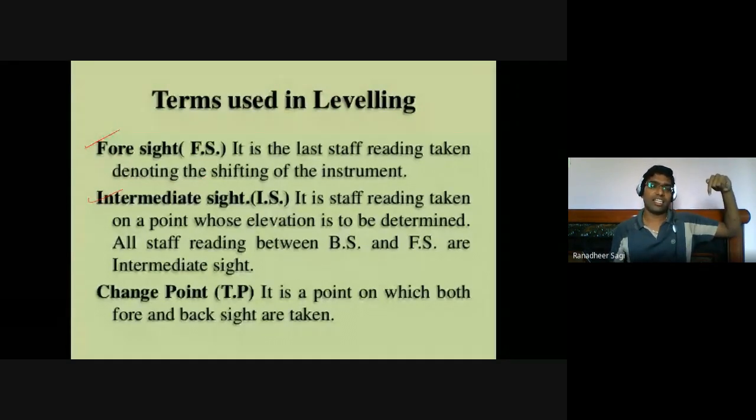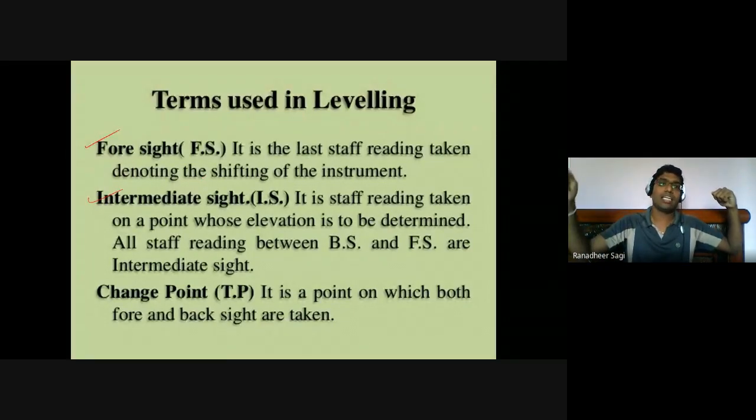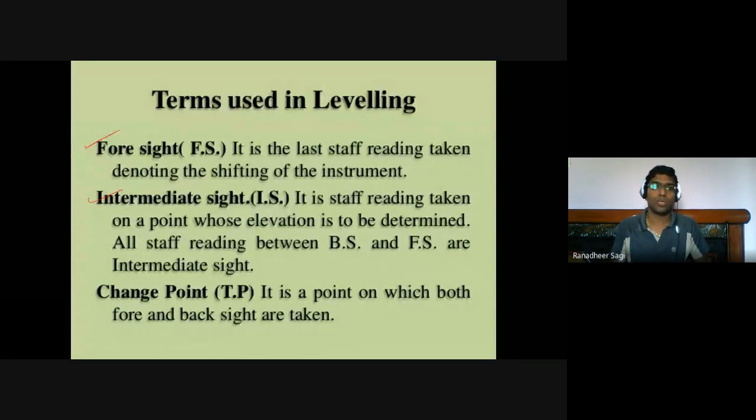In between the first reading you have taken at some point on the ground and the last reading you have taken at some other point, you might have placed your leveling staff at different other points to take the elevations of all those points. All those readings are what we call your intermediate sights. So intermediate sight is the staff reading taken on a point whose elevation is to be determined. All the staff readings between the backsight and the foresight are what we call your intermediate sights. The first sight we take after setting up the instrument is what is called your backsight.